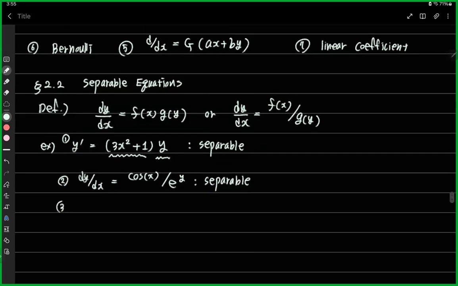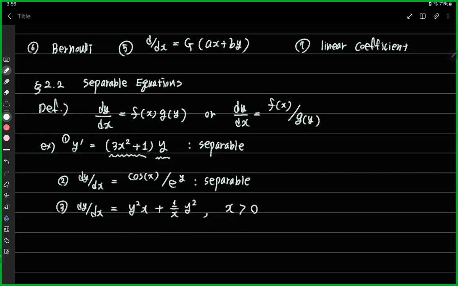The third one, dy over dx is equal to y squared x plus 1 over x, and then y squared. Now here we put one more constraint, x is greater than 0. Because, yeah, what if x equals 0? Then the right-hand side is not defined, right? So we're going to get big trouble. So I intended to put the restriction so that this one is defined.